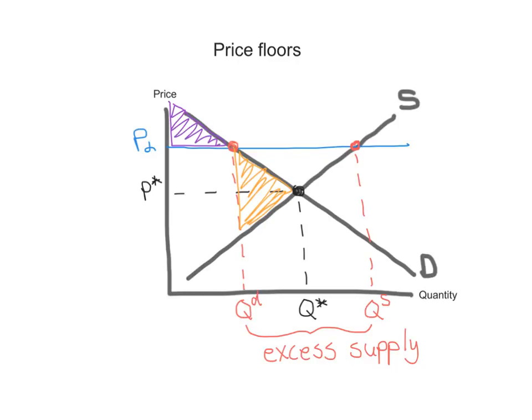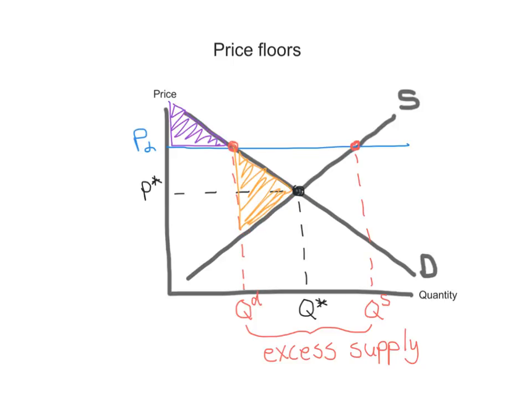On the other side of the market, on the production side, some producers are going to benefit from this price floor and other producers are going to be worse off. So let's start off with the negative. Many producers are going to be worse off because they're not able to sell as much of their product, and therefore we're going to see a loss in producer surplus equal to this triangle here.